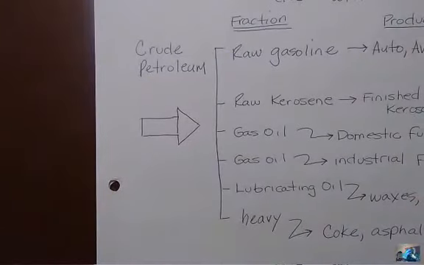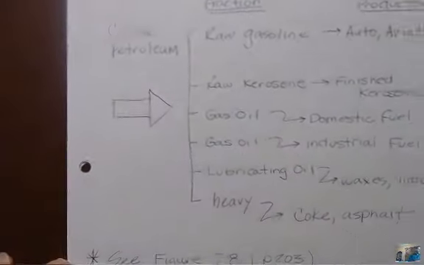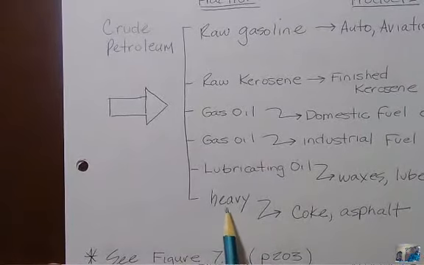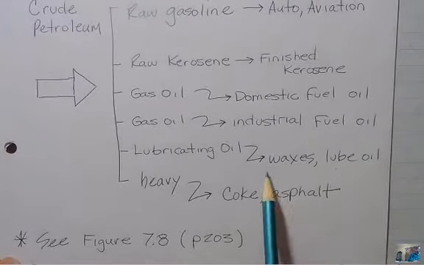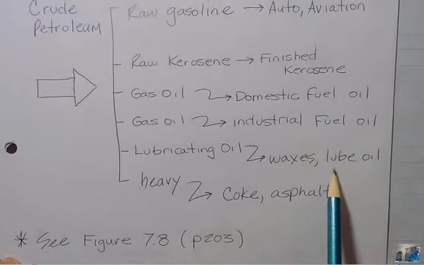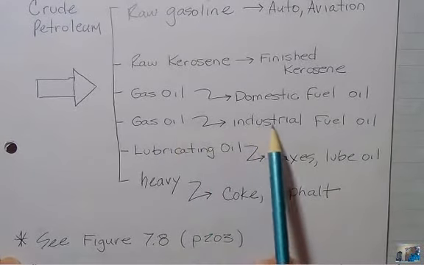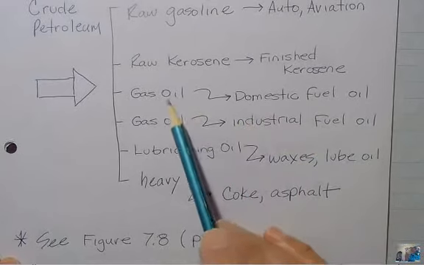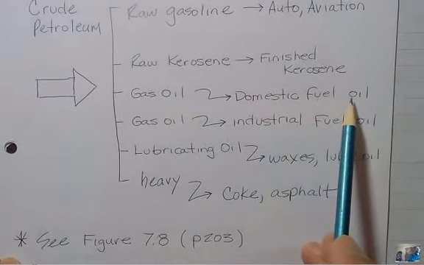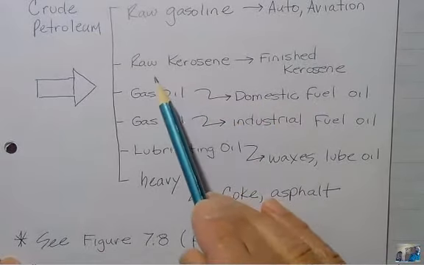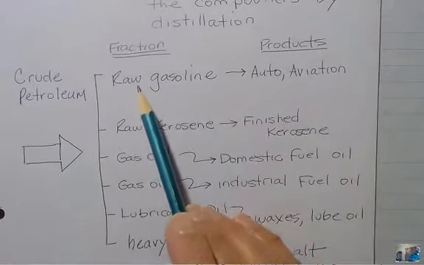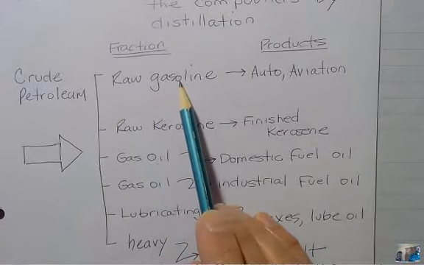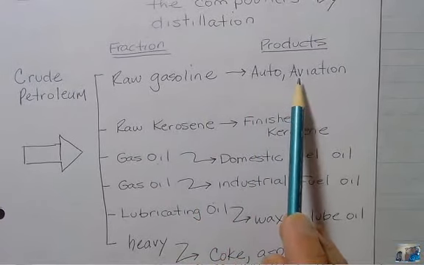Let's go back to this and talk about where it is in the notes. So here comes the crude oil. These are the heaviest molecules, the longest chain molecules, the ones that boil at the highest temperature. Then you have things like lubricating oils, which are waxes. Vaseline would be in here. Then you have industrial fuel oil. Some people call it bunker oil. Then you have gas oil number 2, which is the domestic fuel oil, and diesel. Then you have raw kerosene, which is finished kerosene. And up at the top, you have the gasoline that goes into gasoline and aviation fuel.